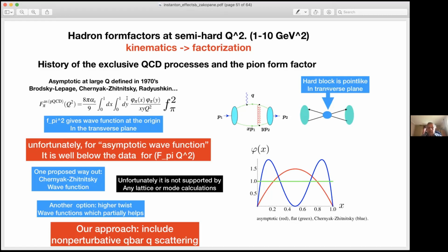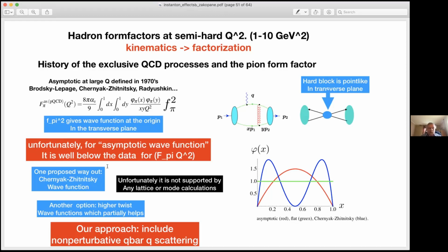Now, it is believed that asymptotically at large Q squared, this function should go to an asymptotic form, which is this red asymptotic form. I won't describe this evolution. This is very well known from the 70s. And if you calculate it, it's all nice, but it is about an order of magnitude below the experiment.